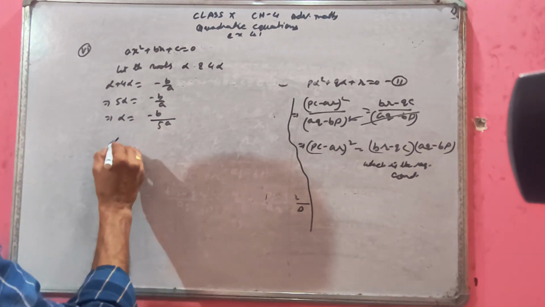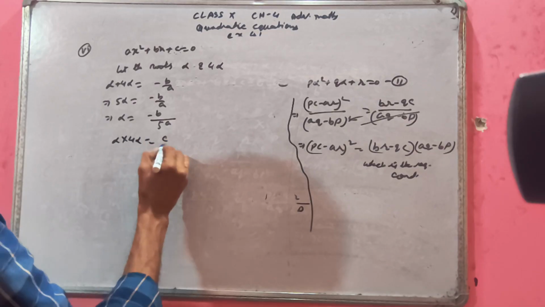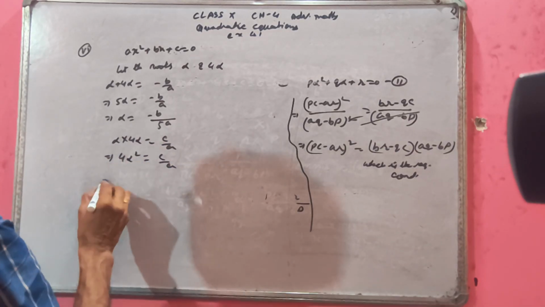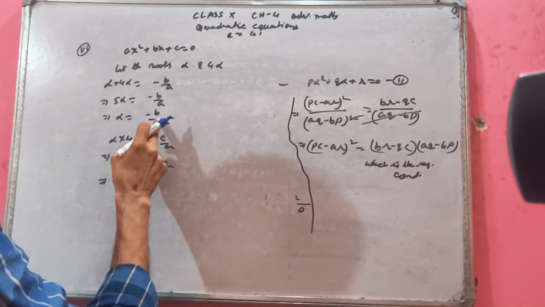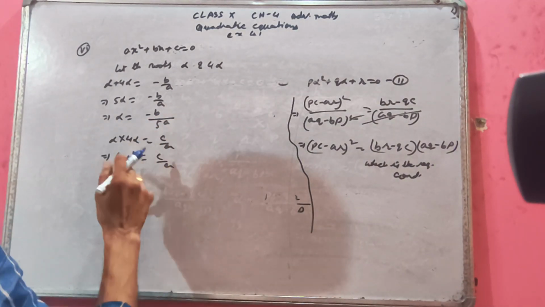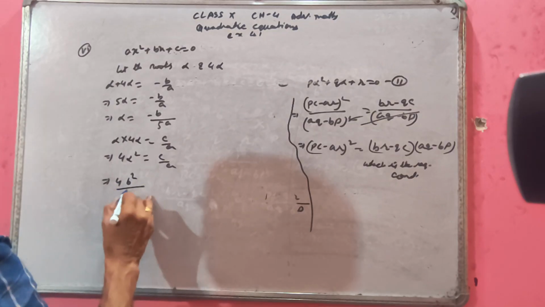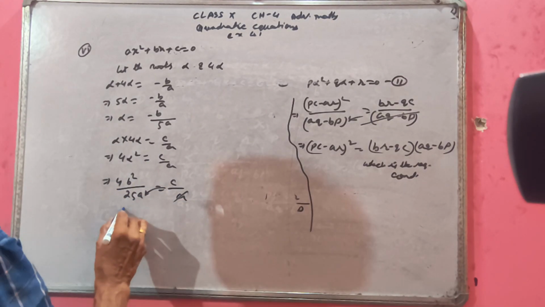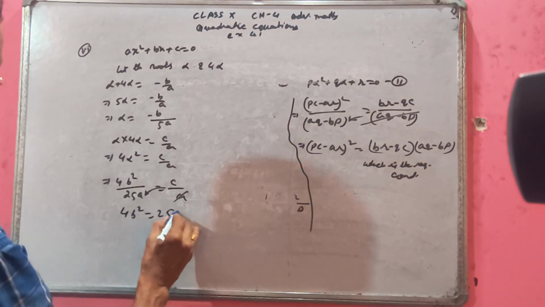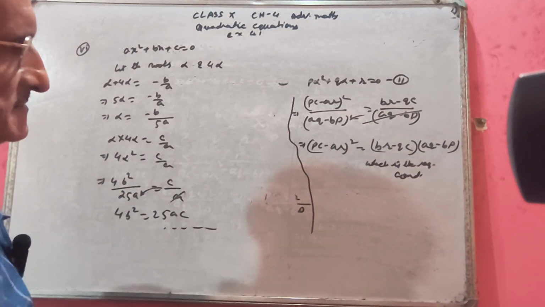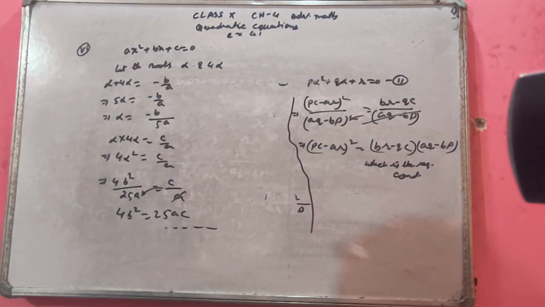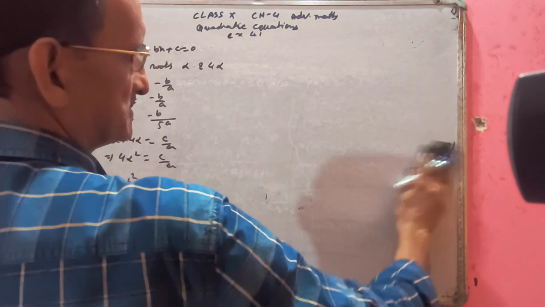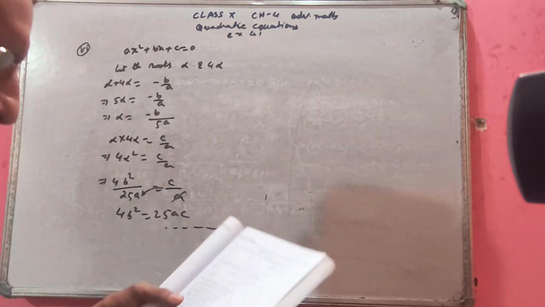Now product of roots, alpha into 4 alpha equal to c by a. So 4 alpha square equal to c by a. Put the value of alpha, minus b by 5a, so 4 into b square by 25a square equal to c by a. Cancel, so 4b square equal to 25ac is the required condition. In the last you should write which is the required condition. So this was easy only. Number 7 is an important sum for exam purposes.